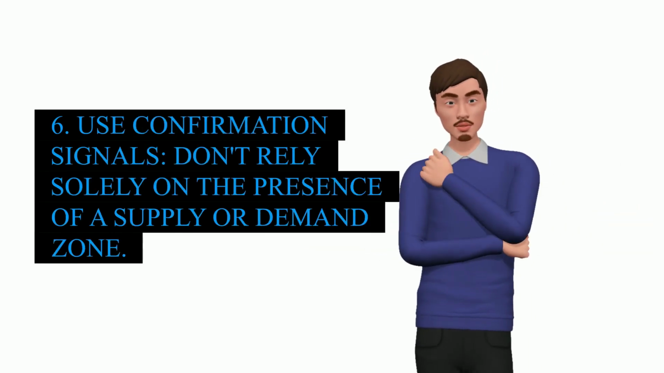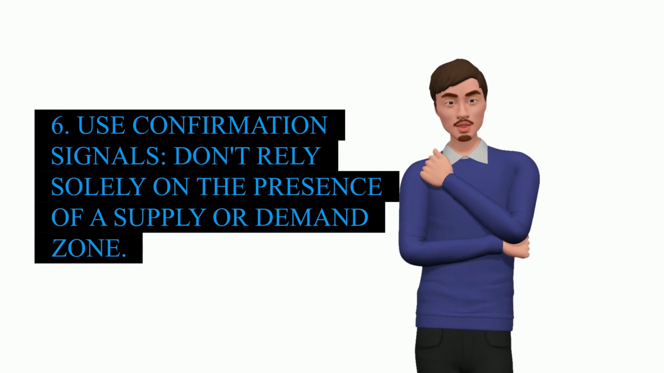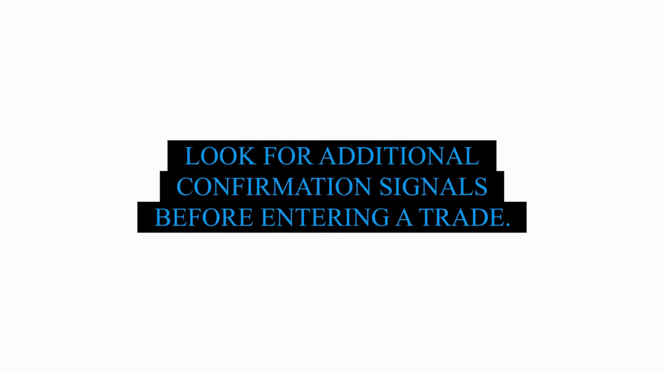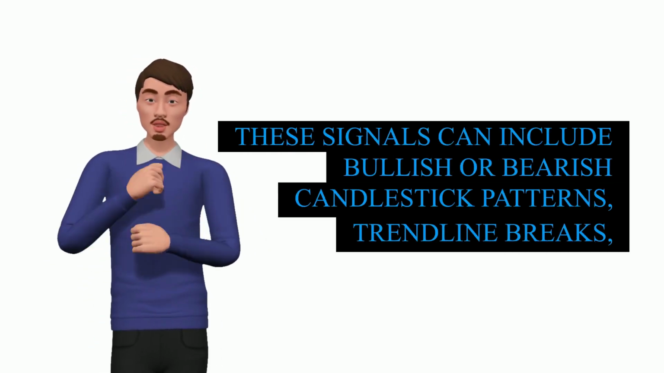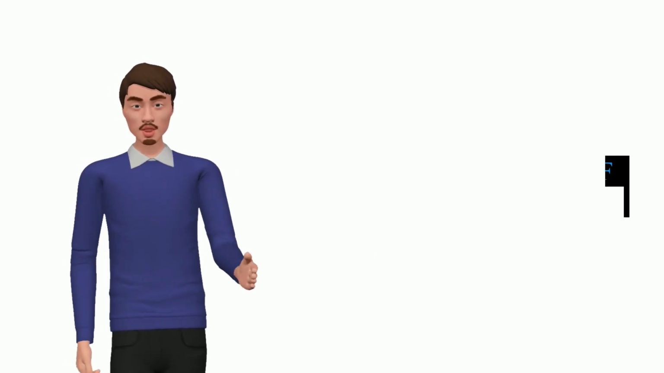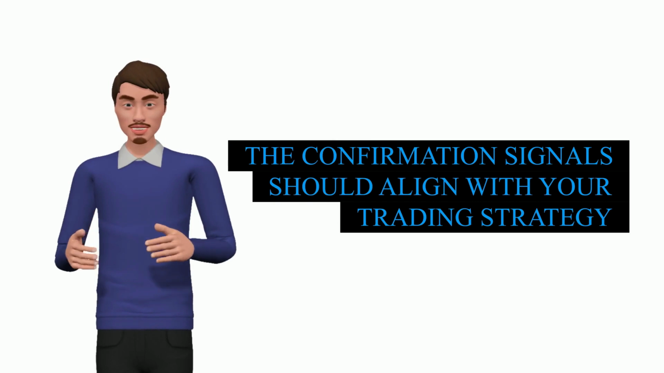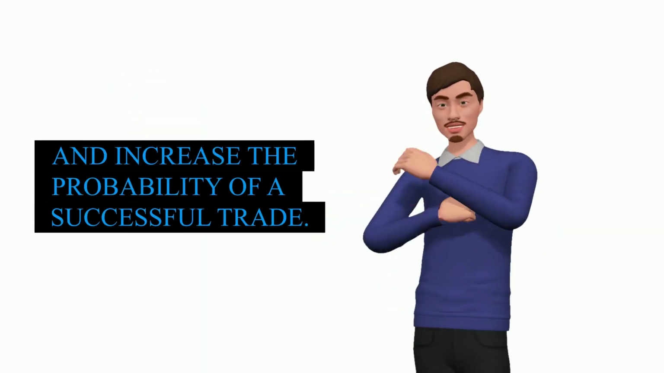6. Use confirmation signals. Don't rely solely on the presence of a supply or demand zone. Look for additional confirmation signals before entering a trade. These signals can include bullish or bearish candlestick patterns, trendline breaks, or the convergence of multiple indicators. The confirmation signals should align with your trading strategy and increase the probability of a successful trade.